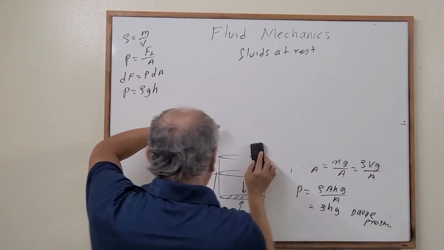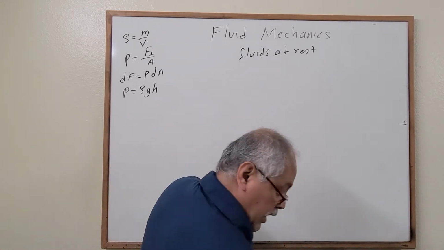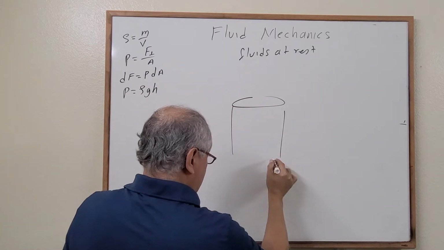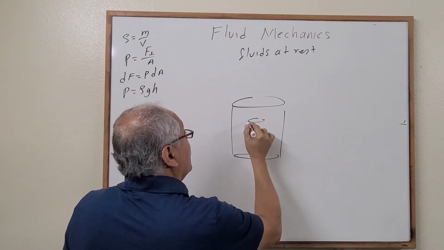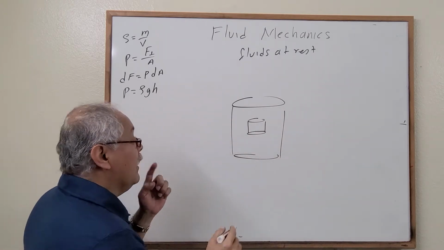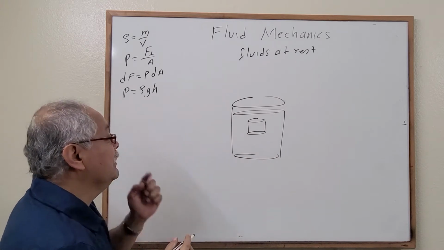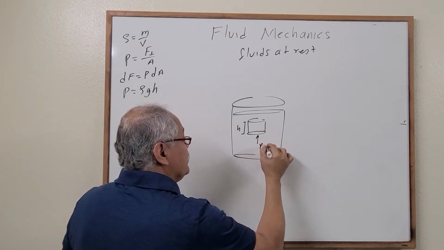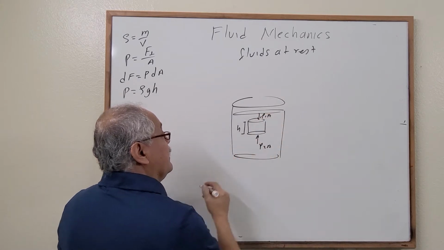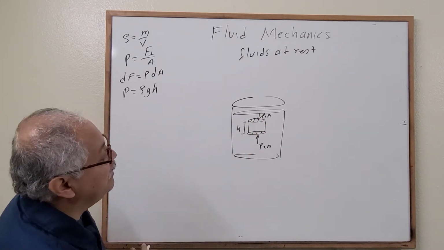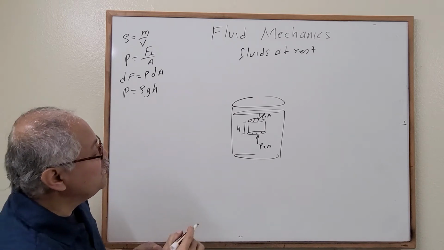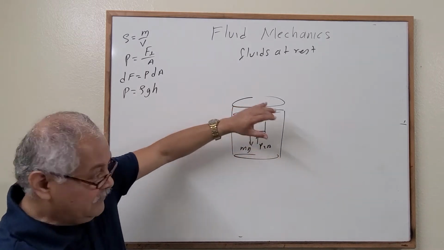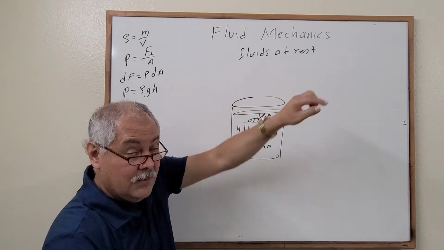Now let's go to this situation. Imagine again that we have a container. Now let's take an element right here of the same fluid, let's say water. This is the dimension h. We have pressure 2 times the area and pressure 1 times the area. We also have weight, mg, because this element of the fluid is at rest.